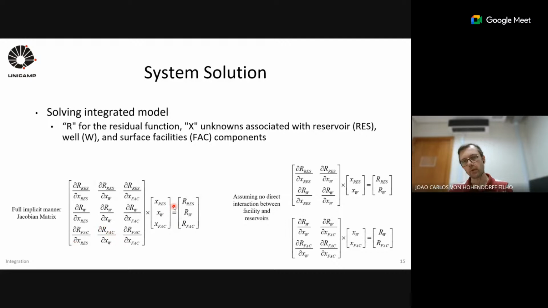Of course, it's very complicated to solve. We can assume some simplifications to speed up this kind of problem. For example, we can assume no direct interaction between the facility and the reservoir, so these terms become zero, these terms and this term. And I can break the problem in two, and I can do some iterative process again to solve this part separately.